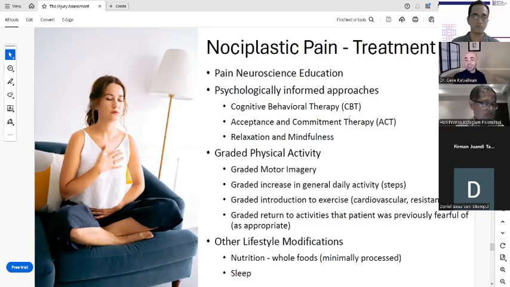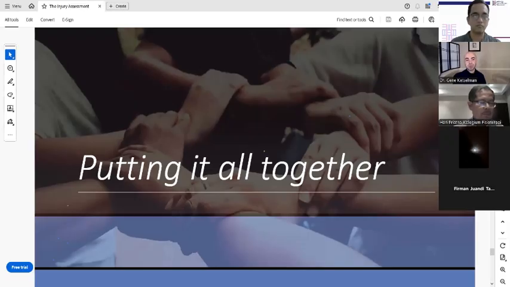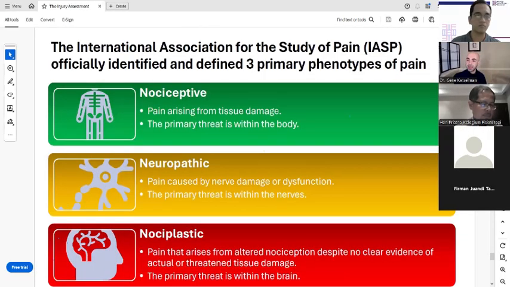All right, so that is nociplastic pain. So let's put it all together. Let's summarize and finish everything up. So as we discussed, the International Association for the Study of Pain has officially announced 3 primary pain phenotypes. We have nociceptive pain, which is the threat within the body. We have neuropathic pain, where the threat is within the nerves, and nociplastic pain, where the threat is within the brain.